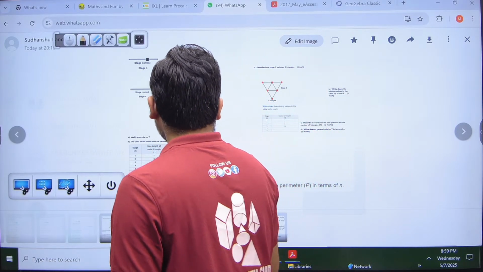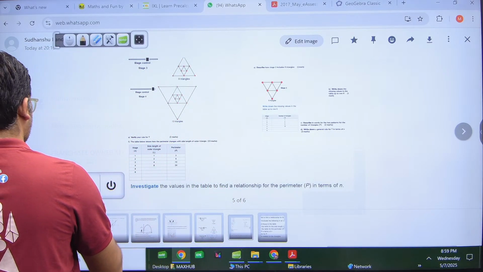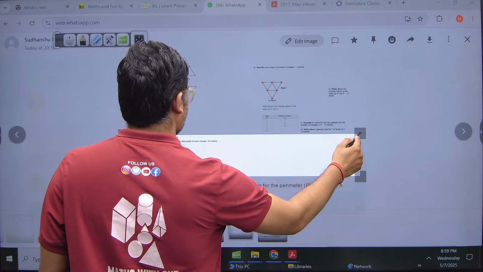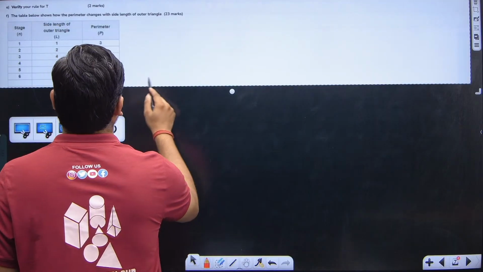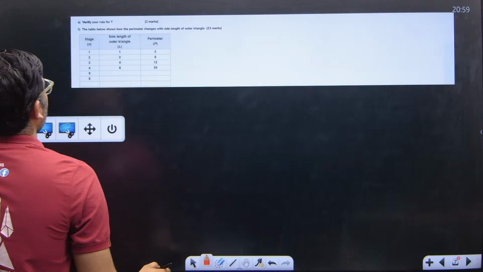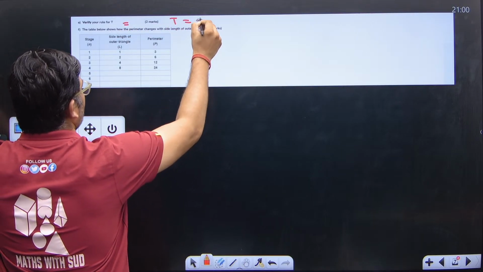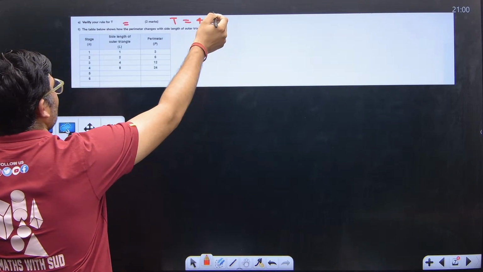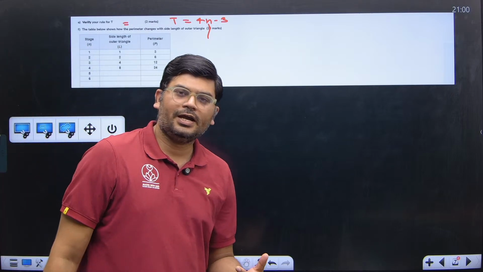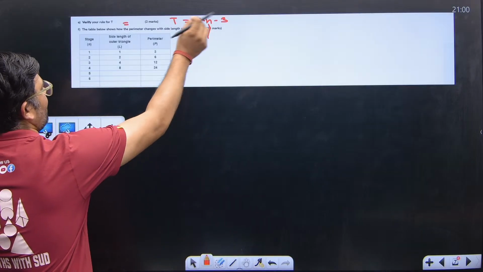Investigate the values in the table to find a relationship for the perimeter P in terms of n. Okay. So verify the rule for the T. So T means number of triangles is equal to 4n minus 3. So verify means you will put n is equal to 1, you will get 1. When you put n is equal to 2, you will get 5. When you put n is equal to 3, you can verify. Are you getting it? Verification means substitute the value and check.